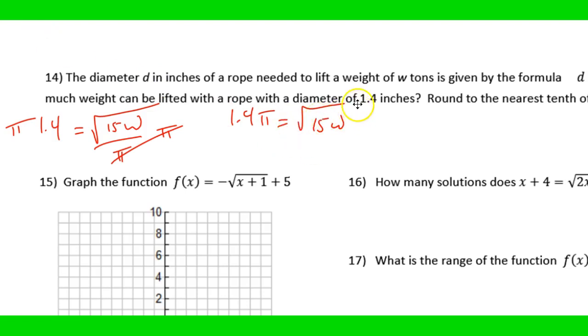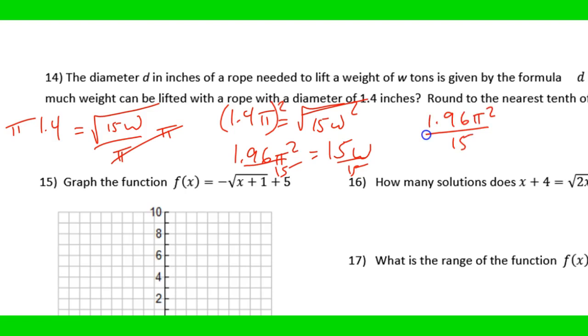Now what we're going to do is square both sides. But make sure you square the whole sides. So that cancels. So I have 1.4 squared. Let me do that in my calculator real quick. 1.4 squared is going to be 1.96. So I have 1.96 pi squared equals 15W. Now I'm going to solve for W. So I'm going to divide by 15 on both sides. So I end up with 1.96 pi squared divided by 15 equals W. This right here we can put straight into the calculator.